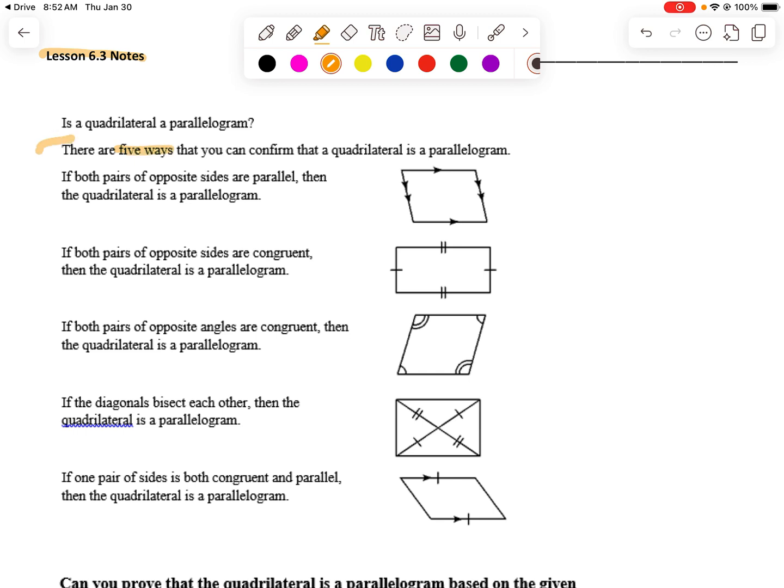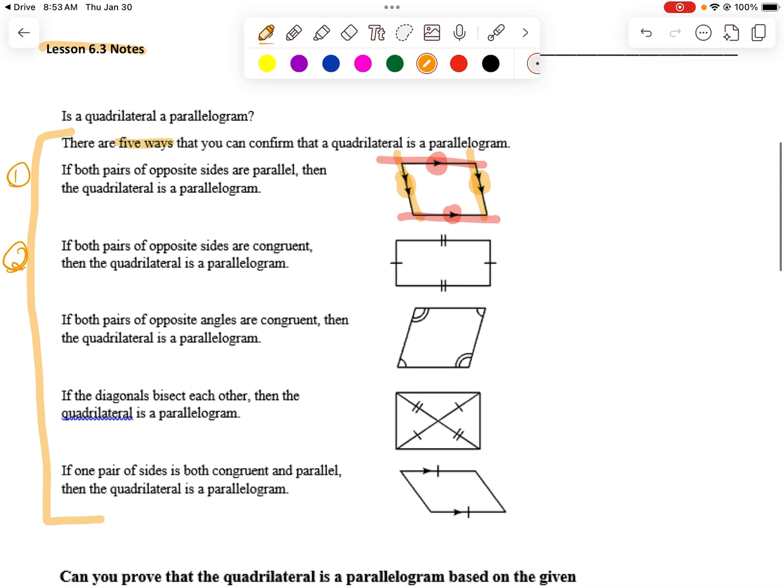So there's 5 ways. Okay, so the first way is if both pairs of opposite sides are parallel, then the quadrilateral is a parallelogram. So if we notice here, we've got the arrows, and these arrows mean that those lines are parallel. So if you looked at a picture and you saw that both pairs of sides are parallel, then it is a parallelogram.